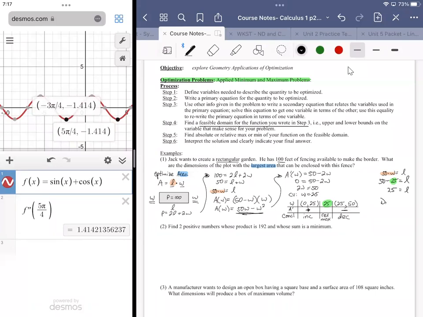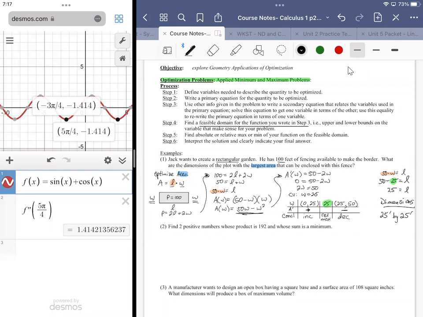So the dimensions are length times width, so 25 by 25. The units are feet, so 25 feet by 25 feet. All right.